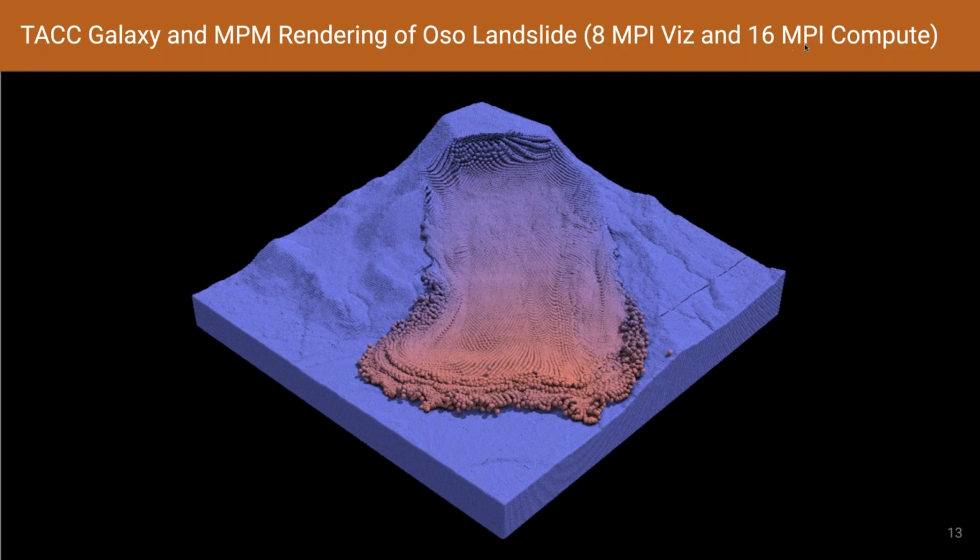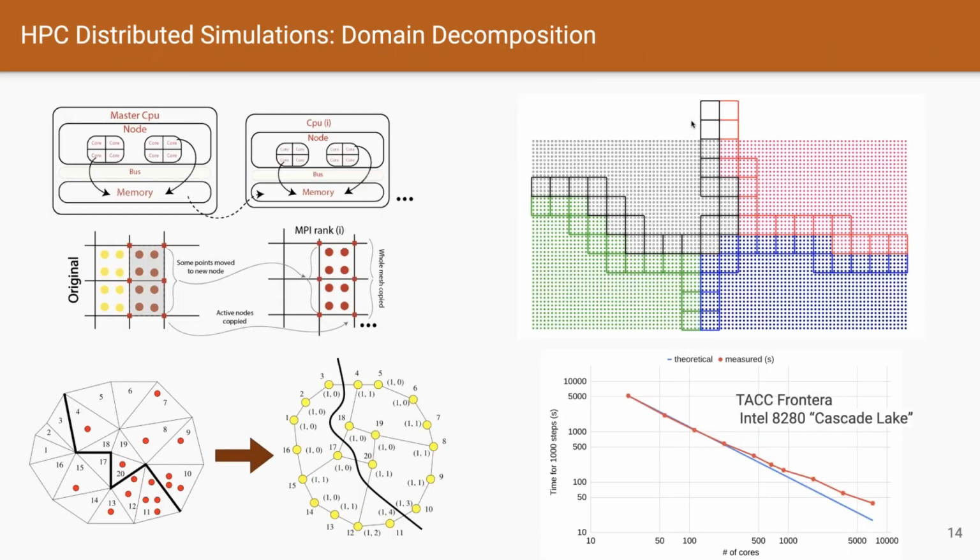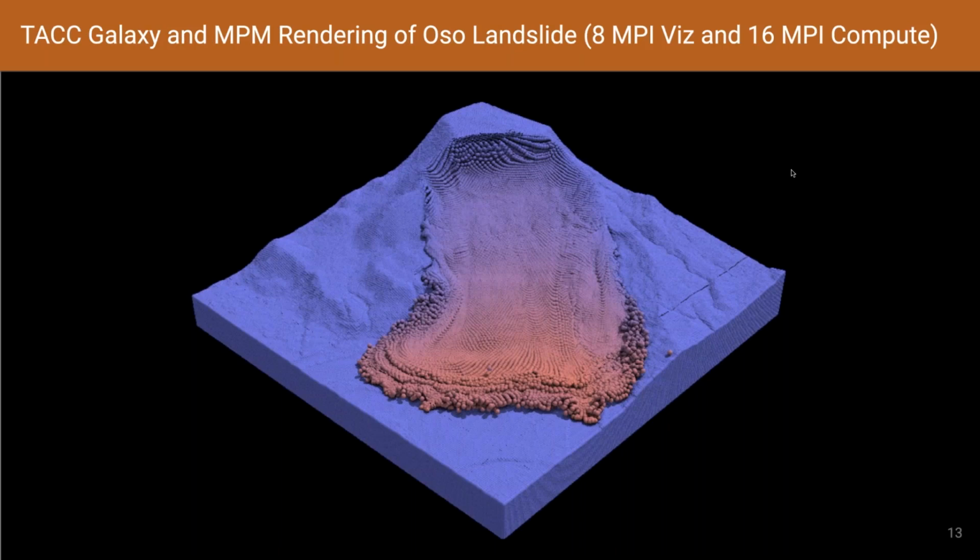So we had 16 nodes on the TAC supercomputing cluster with Intel Cascade Lake processors running the simulations, while 8 MPI nodes were doing the visualization or rendering using TAC Galaxy. The biggest challenge is that when you're doing these huge simulations, we need to divide up the domain, which is typically done using domain decomposition, partition it, run the simulations, and also do a distributed asynchronous ray tracing with TAC Galaxy.